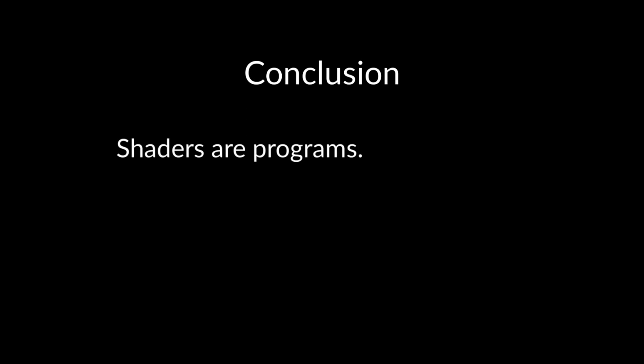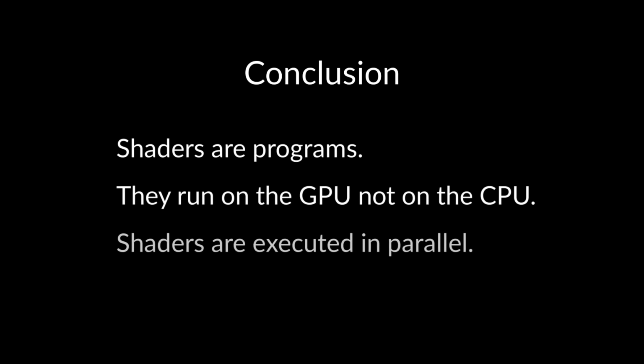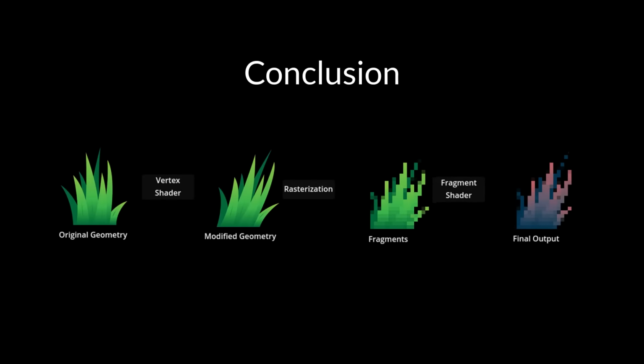In this video, we have explored the basics of how shaders work in the Godot engine. We have learned that shaders are programs that run on the graphics card rather than on the CPU, and that shaders are run in a parallel fashion. We have learned that shaders run in stages in a shader pipeline, and we have different shaders like Vertex shaders and Fragment shaders that are run during different stages of this pipeline.